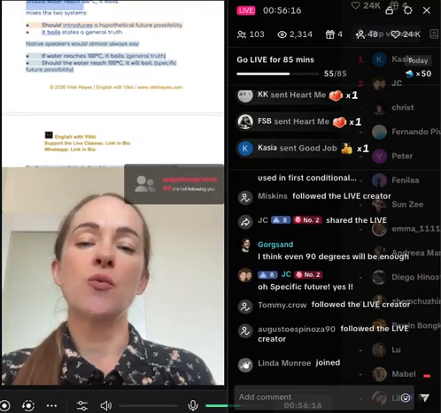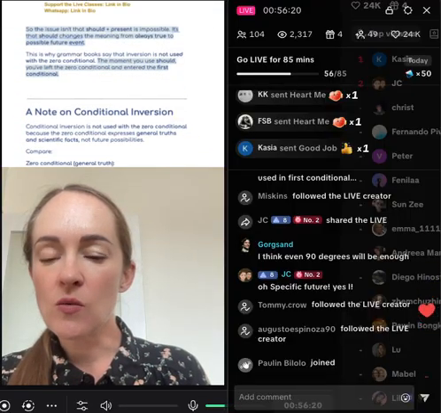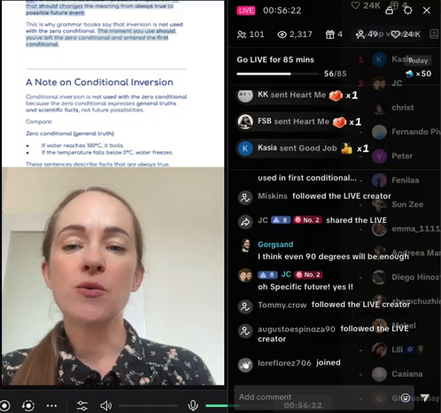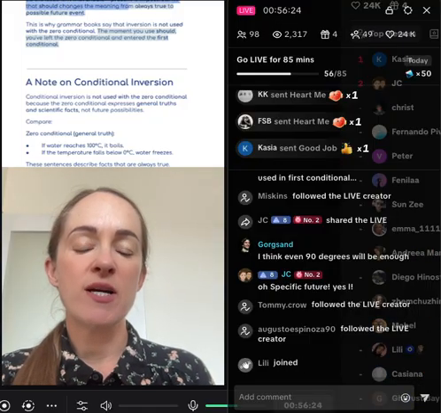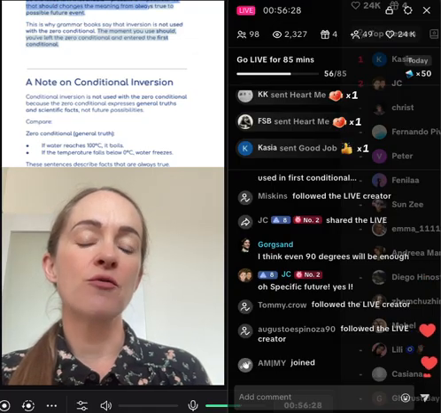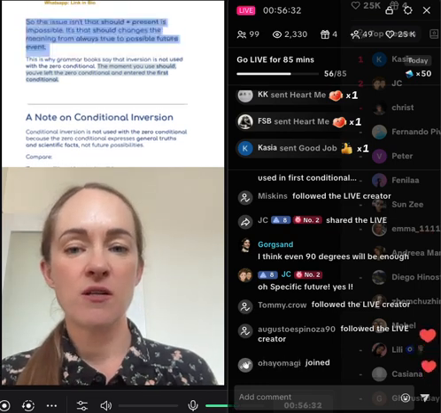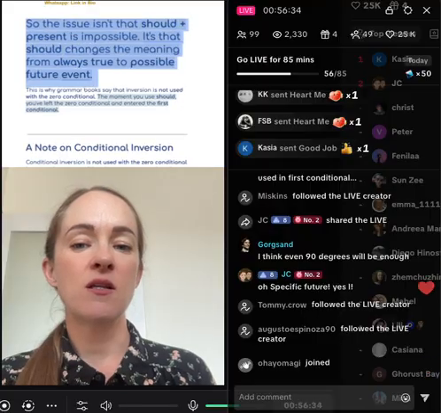Right. Should water reach 100 degrees, it boils, mixes two systems. So the issue isn't that should plus present is impossible. It's that should changes the meaning from always true to possible future event. Okay, this is the point here.